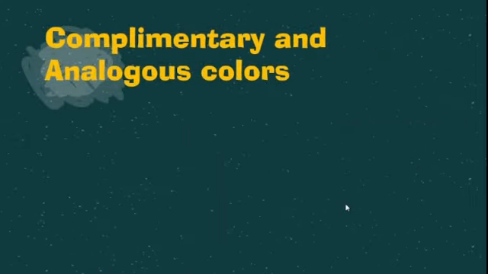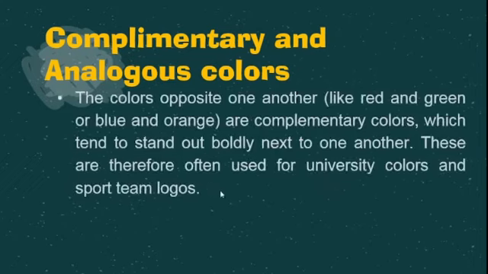Okay. We also have complementary and analogous colors. The colors opposite one another, like red and green or blue and orange, are complementary colors, which tend to stand out boldly next to one another. So if two complementary colors are put side by side, you can really determine the difference between the two colors. These are therefore often used for university colors and sport team logos, just like the color of our logo at SPC. We have the reddish maroon and gold.